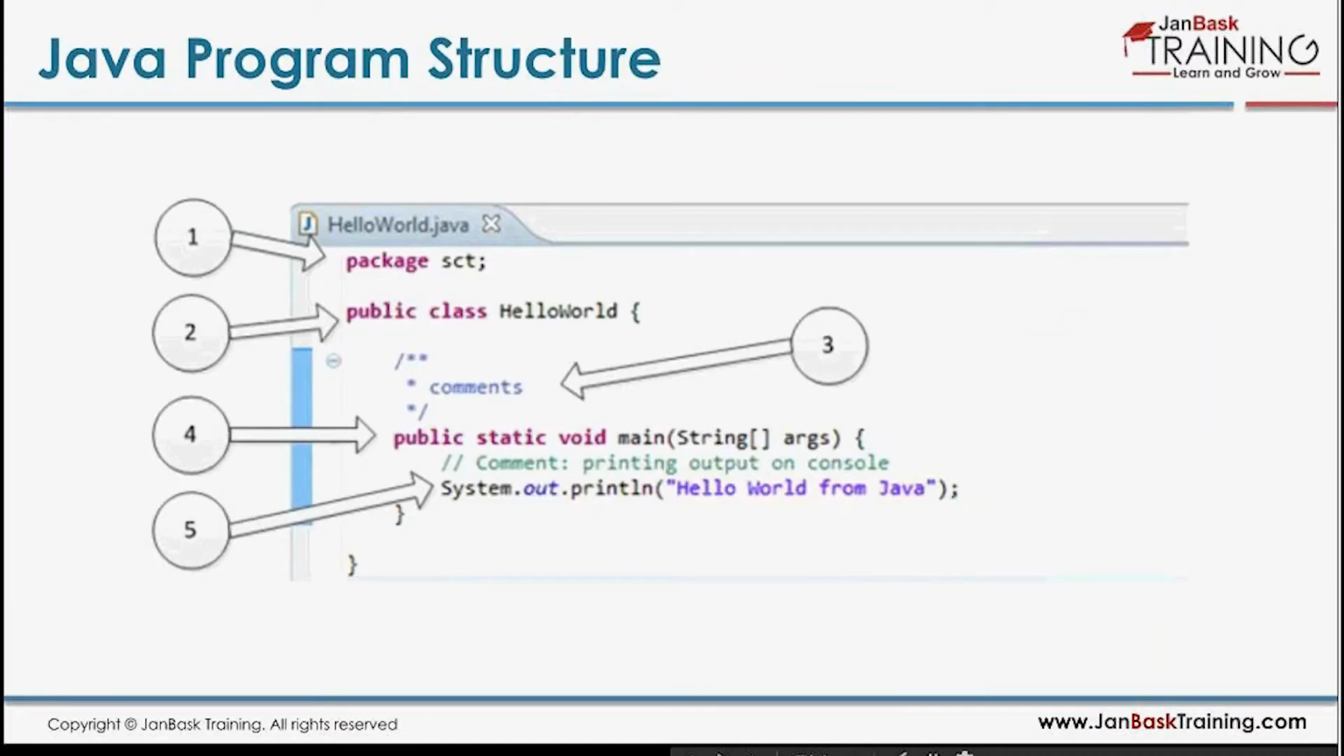So here is the Java program structure. We have already seen that, right? We have this package, we have this HelloWorld class, we have the static void main, and then the final implementation, or the statements that are to be executed inside the main method, the main starting point of the program.